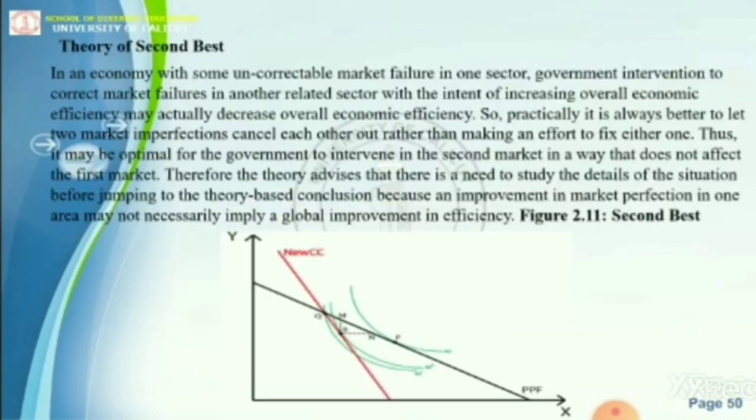Very important. Okay, the theory of second best. In an economy with some uncorrectable market failure in one sector, government intervention to correct market failure in another related sector, with the intent of increasing overall economic efficiency, may actually decrease overall economic efficiency. So practically, it is sometimes better to let two market imperfections cancel each other out rather than making an effort to fix either one. Thus, it may be optimal for the government to intervene in the second market in a way that does not affect the first market.